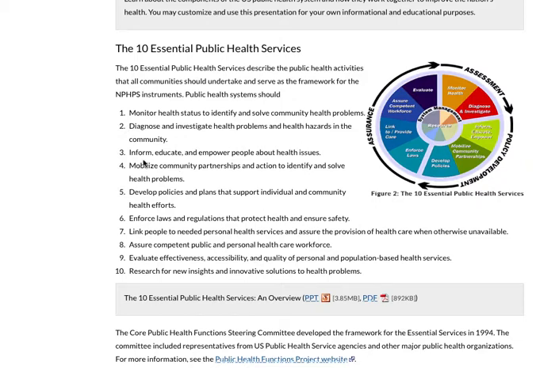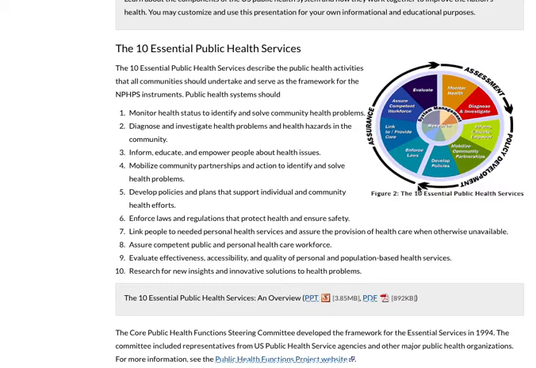The next 3 are to inform, educate, and empower people in their community about health issues, to mobilize community partnerships and action to identify and solve health problems, and to develop policies and plans that support the individual and community health efforts. So those 3 things together really capture this policy development piece. And with policy development, what you'll find is if you create a policy, that really can be the thing that can drive change. That's why public health is focusing so much on policy, and you'll see that woven throughout the P-Core materials.